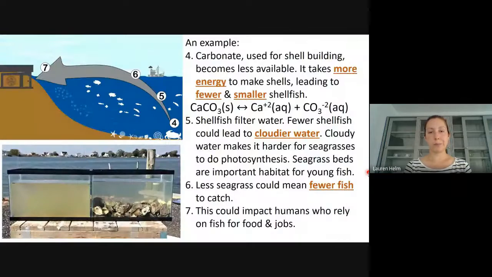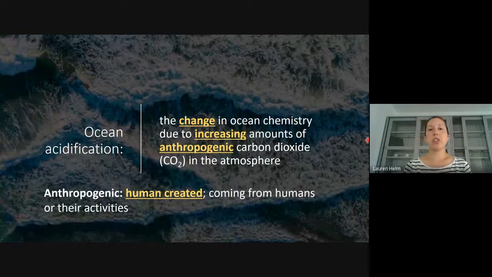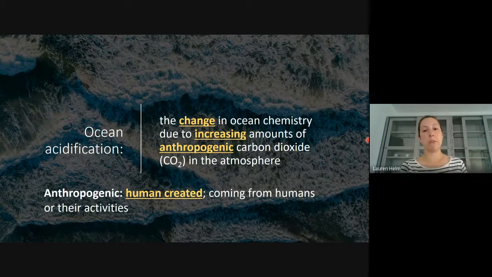All right, so let's define some of the words that we heard today. So, ocean acidification, our formal definition. This is the change in the ocean chemistry due to increasing amounts of anthropogenic carbon dioxide in the atmosphere. Now, anthropogenic is a word that we've used. It just means human created. So, anytime we say anthropogenic, we're just saying that that thing was made by humans. Or if it wasn't directly made by humans, that it came from the things that we as humans do.